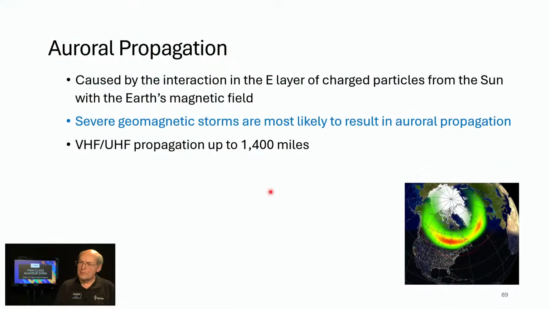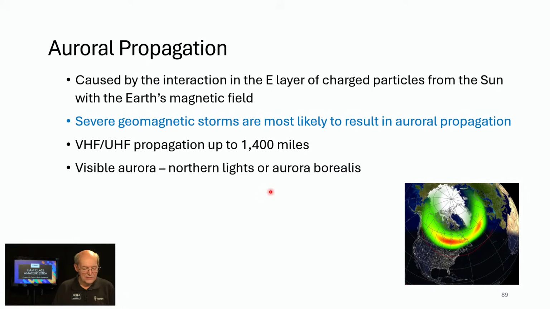And CW is what a lot of people use there. That's a little bit easier than sideband. You can get propagation up to 1,400 miles. What band were you on, Gary? 6 meters. 6 meters, okay. So it was VHF.